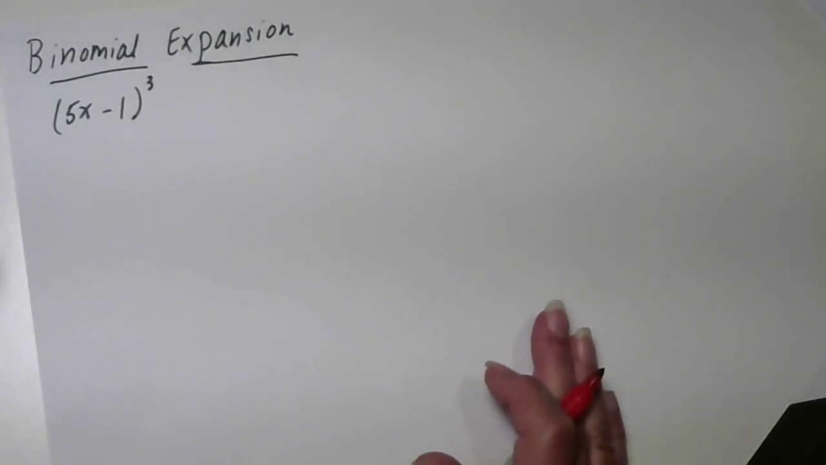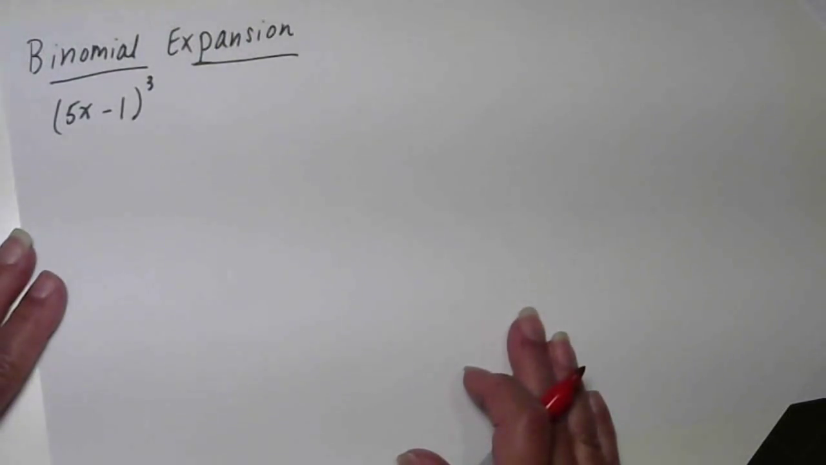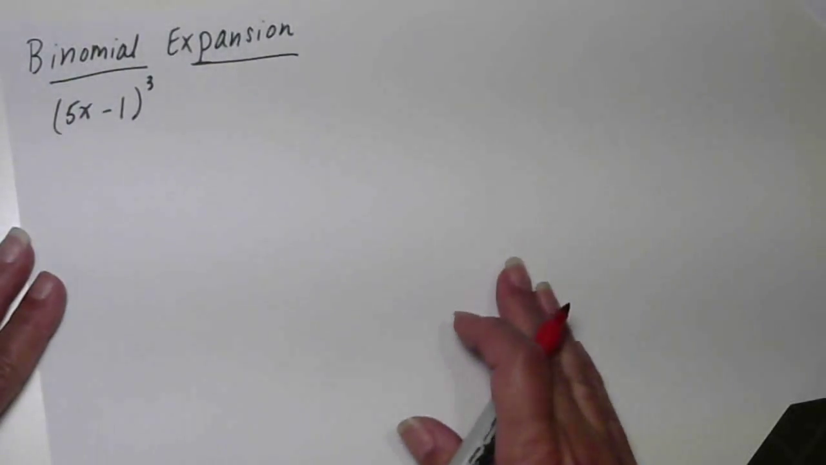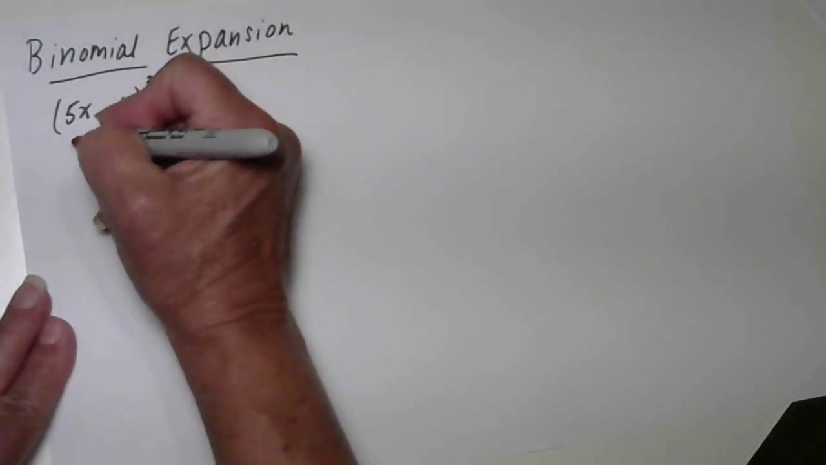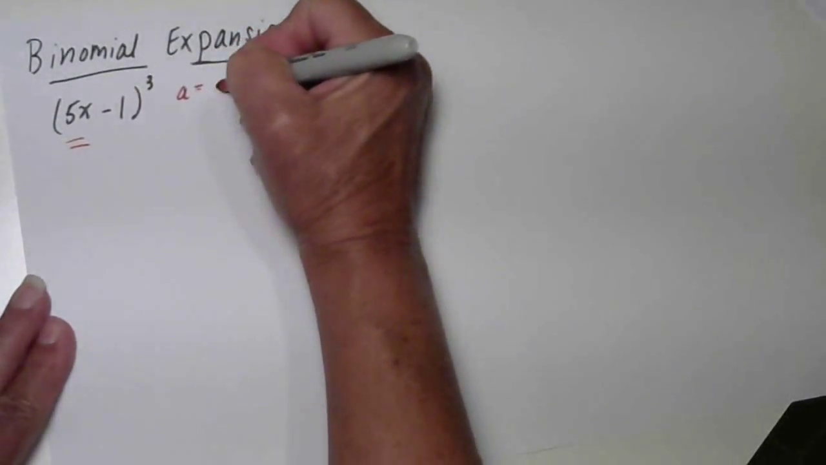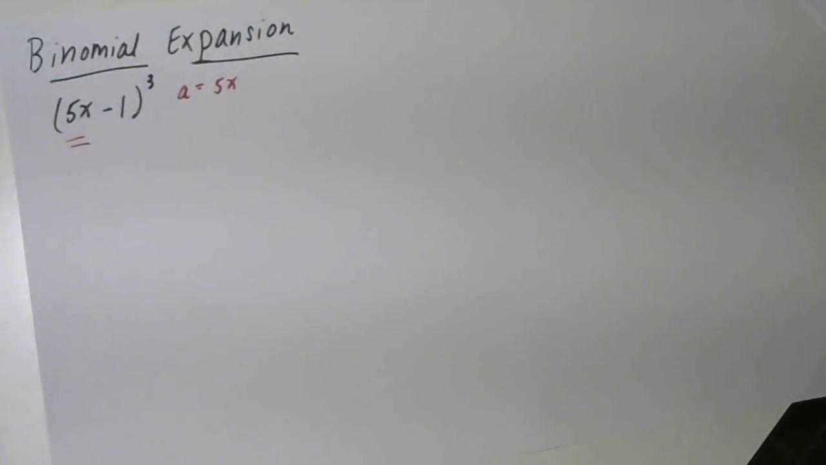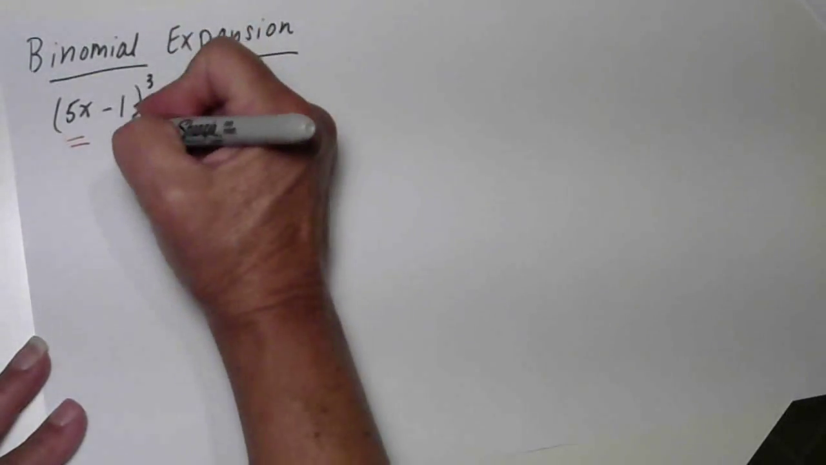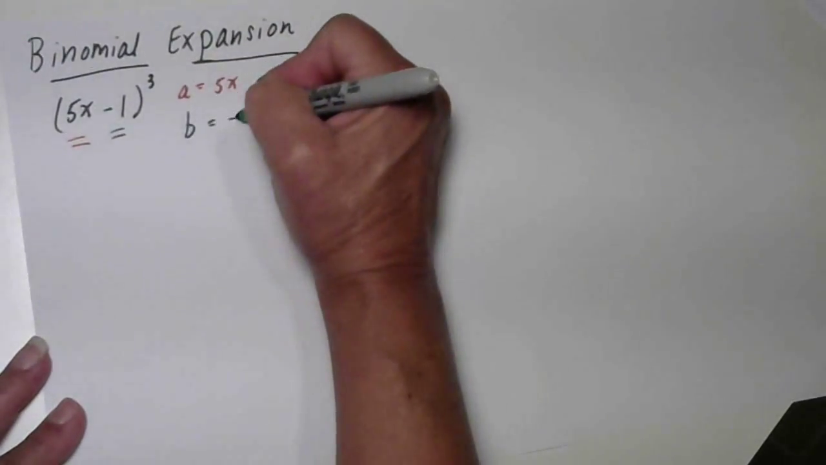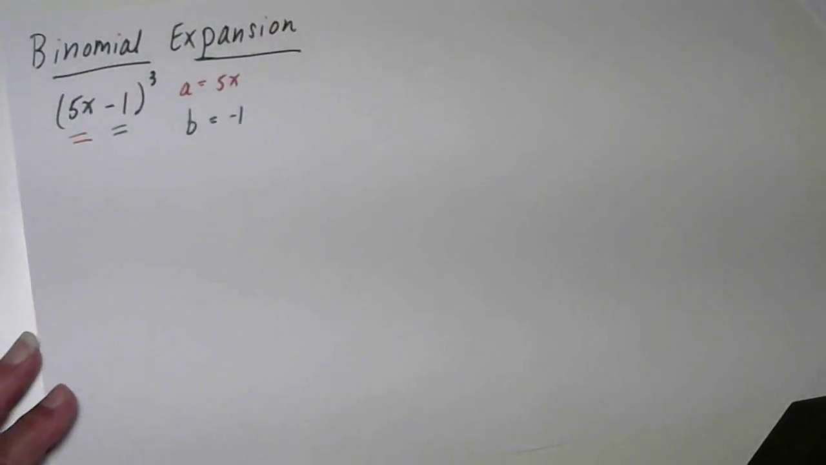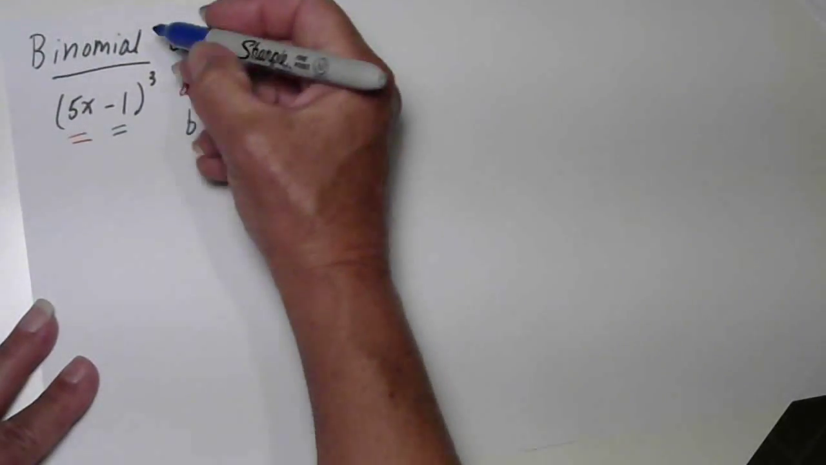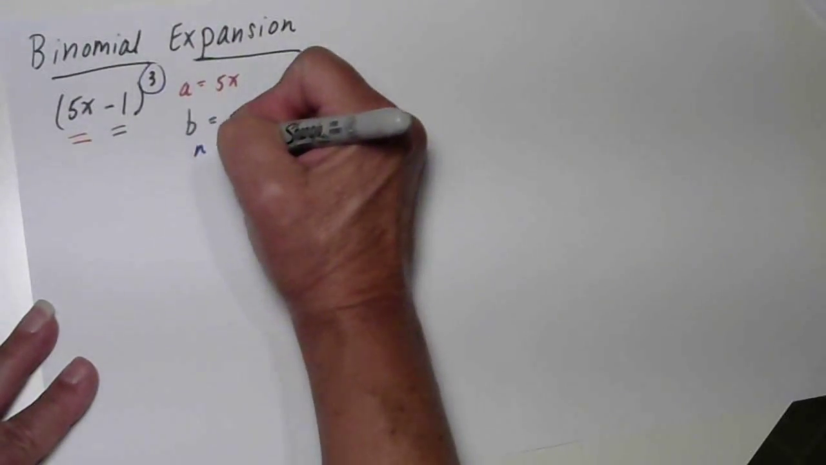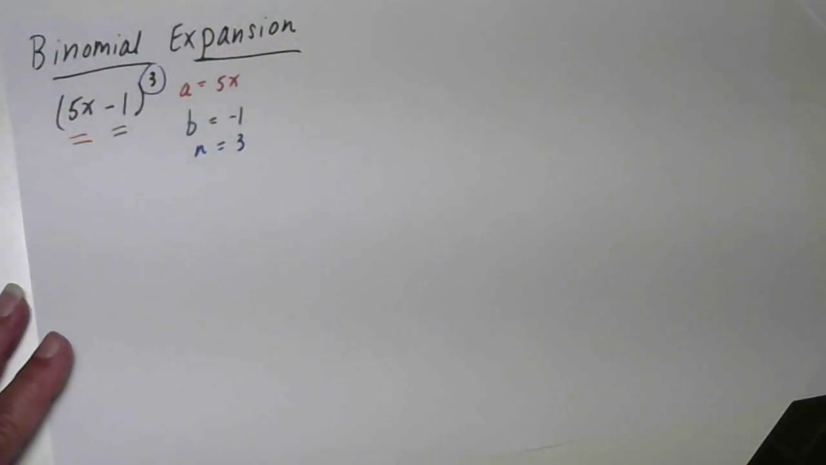So the first thing we have to do is identify the information that we have, because in the binomial expansion, each term of our expansion is going to have a coefficient, an A term, and a B term. So let's identify A. A is equal to 5x. Now our B term. B is equal to -1. And the other key piece of information we need to identify is the exponent here, or 3, which we're going to refer to as n.